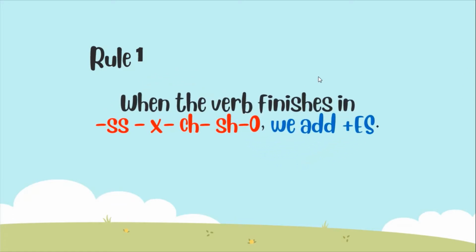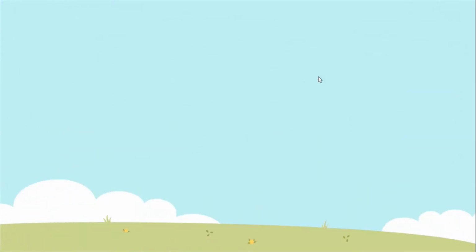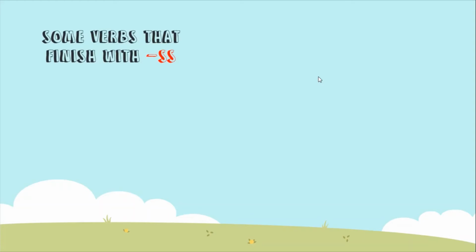And the rule number one that I want to share with you is when the verb finishes in double S, X, CH, SH, or O, we add ES. So I'm going to give you some examples right now for you to understand this topic. Let's say that we have the first words, the verbs that finish with SS. For example, kiss finishes with SS, and dress finishes with SS.